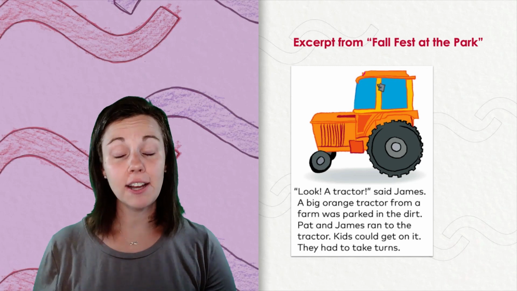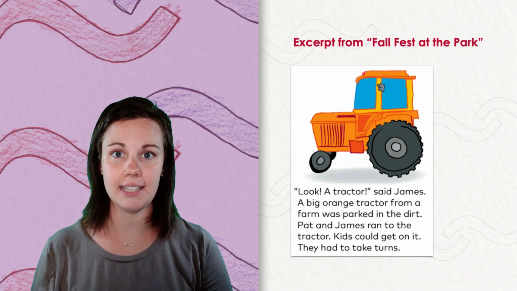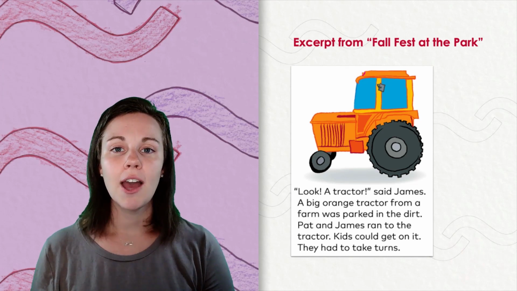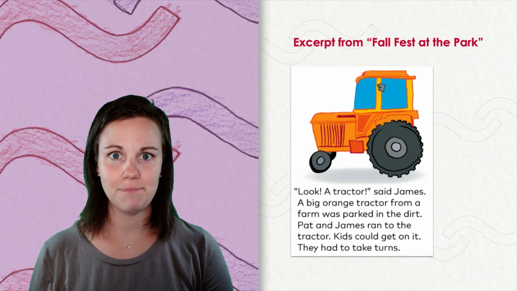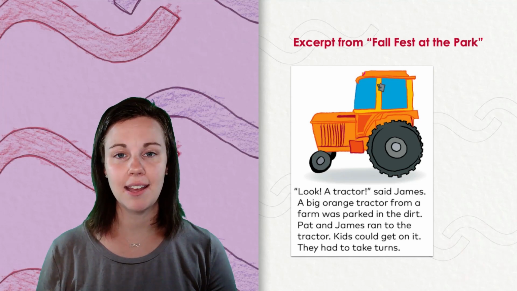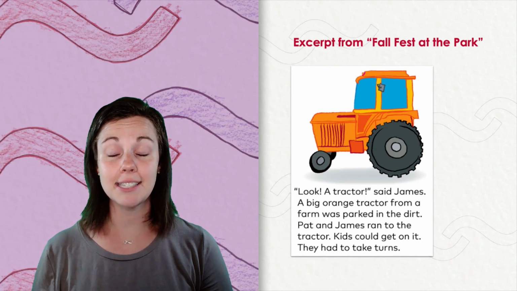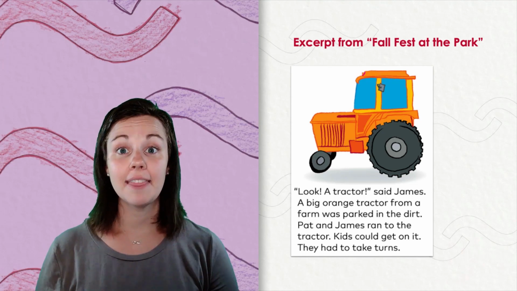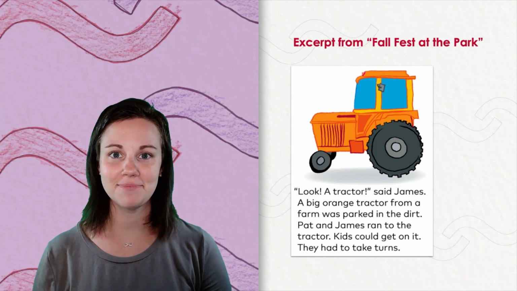Fluency! Like our learning target said, we'll be focused on fluent reading today. Remember, we're looking for smooth with expression and meaning at just the right speed. We have an excerpt here from the Decodable book from this week. Let's practice our fluent reading together. Listen to me first, and then we'll try again. This is from the Decodable book, Fall Fest at the Park. Are you ready?